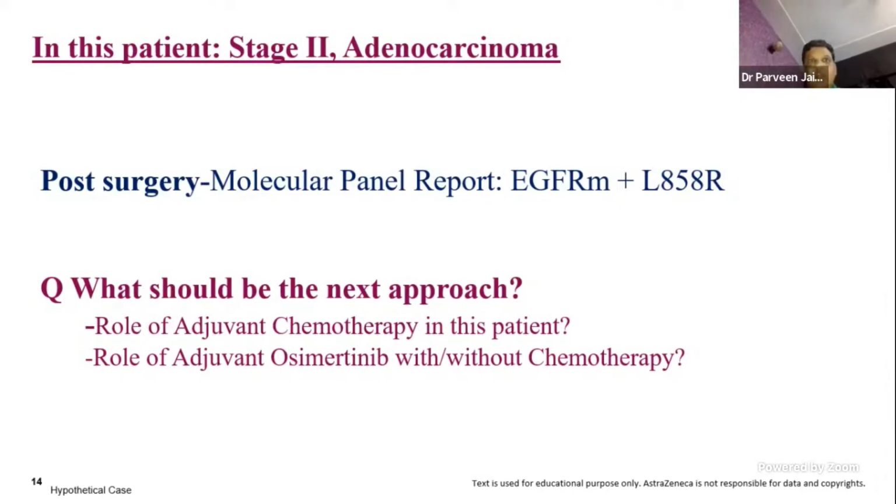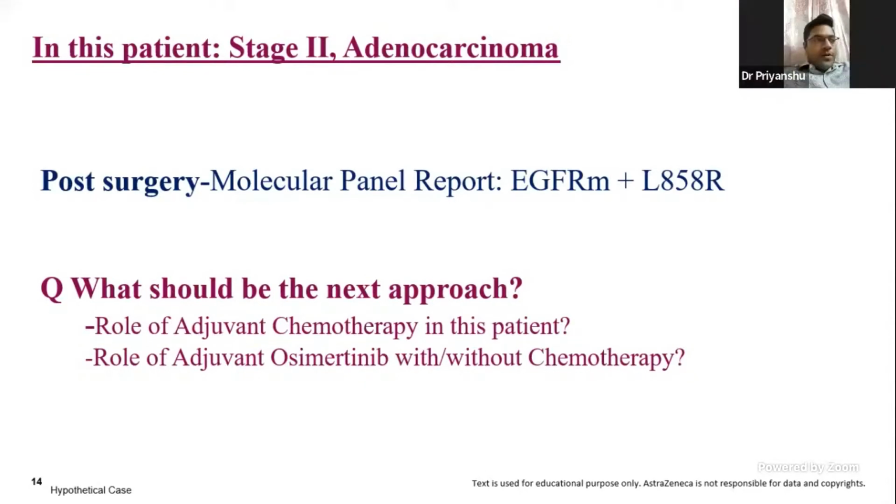So we have seen in CTONG, yes, there was a DFS advantage and the hazard ratio was 0.6 in the CTONG trial, but later on it did not translate into an overall survival advantage. So is the fate going to be different for osimertinib? What do you think about it?